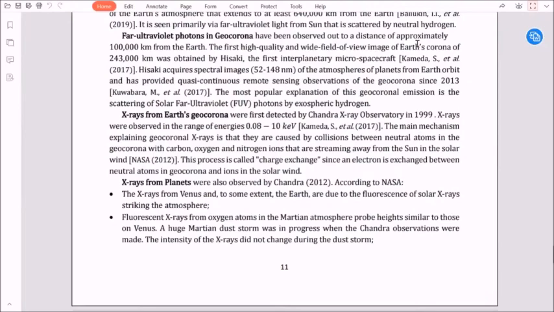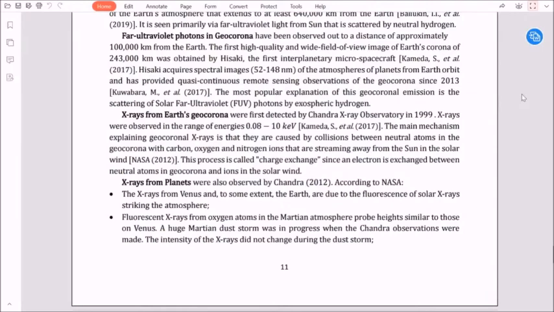The first high quality and wide field of view image of Earth's corona, out to 240,000 kilometers, was obtained by Hisaki, the first interplanetary micro spacecraft. Hisaki acquired spectral images in the range 52-148 nanometers, deep UV, of the atmospheres of planets from Earth's orbit and has provided quasi-continuous remote sensing observations of the geocorona since 2013. The most popular explanation of this geocoronal emission is the scattering of solar far ultraviolet photons by exospheric hydrogen.